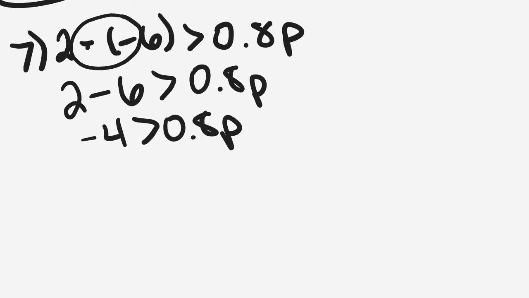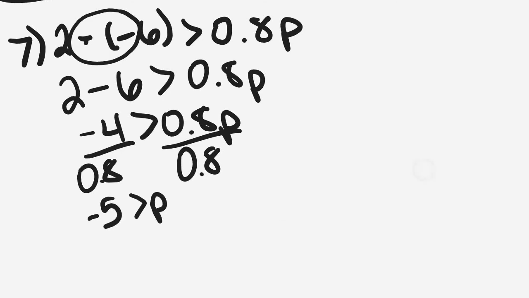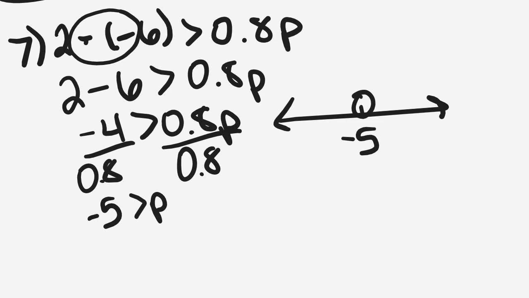Now that P is still not by himself. He's hanging out with that 0.8. So we got to get rid of him by dividing him out. And that is going to give us a negative 5 greater than P. And if we want to graph this, here is our negative 5. That is an open circle because it does not have the little line on the bottom. And we want all the P's that are less than that. So that way.